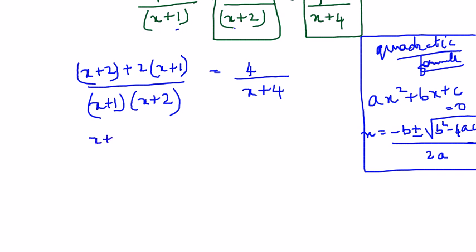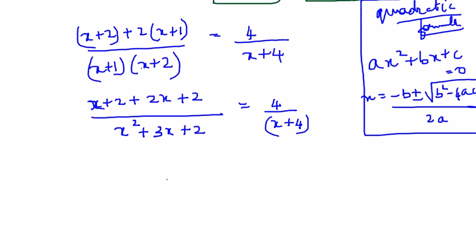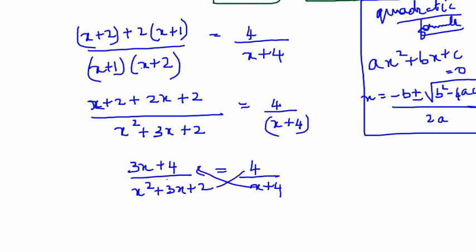So you get x plus 2 plus 2x plus 2, divided by x plus 1 into x plus 2, which is x squared plus x plus 2x, right? So I'll write it as plus 3x plus 2 is equal to 4 by x plus 4. Okay, now this becomes 3x plus 4 by x squared plus 3x plus 2 is equal to 4 by x plus 4. Now I'm just going to cross multiply.